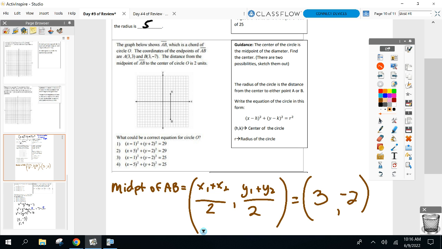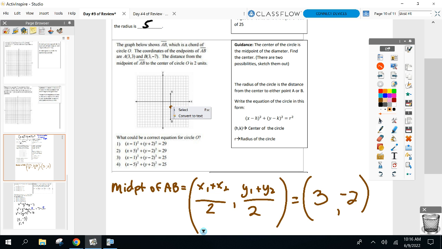Everyone plot it on your graph. 1, 2, 3, negative 2. There's my midpoint. Where's the center located? 2 units away, right? It could be to the left or it could be to the right. We don't know. So does anybody have a preference, left or right?